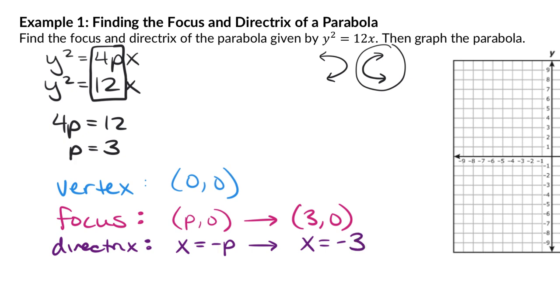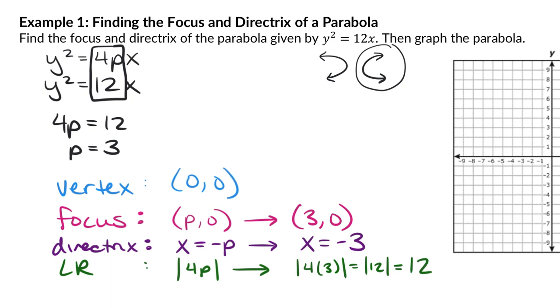The only other thing that we need to plot this, and we can get all of the information first, is the latus rectum. And the latus rectum is always found by doing the absolute value of 4p. So for us, what is the absolute value of 4p? What's 4 times 3? And what's the absolute value of 12? 12, which means the length of the entire latus rectum should be 12. That means 6 on one side, 6 on the other.